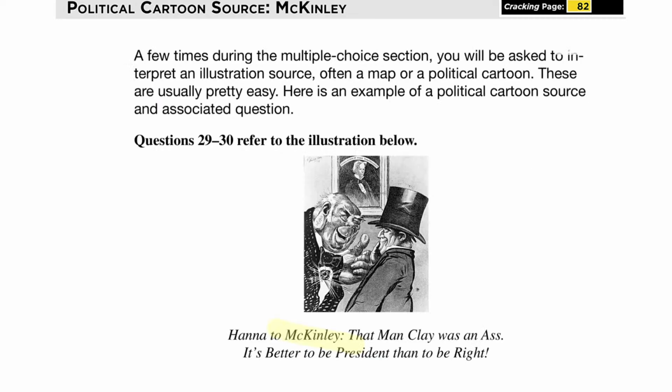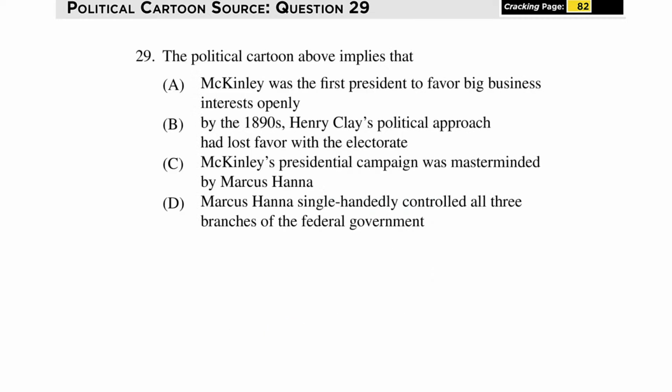But let's go back to it again, because what Hannah is saying is he's actually referring to Henry Clay. Okay, Henry Clay was not a businessman. Henry Clay was a politician. And he's talking about how it's better to be president than to be right. So there's no reference to business here at all. So A is kind of a trap if you're just basing this on outside knowledge and not really looking at the cartoon. How about answer B?